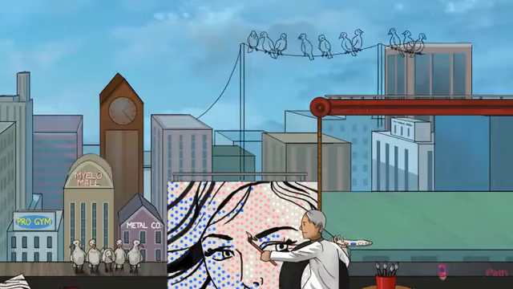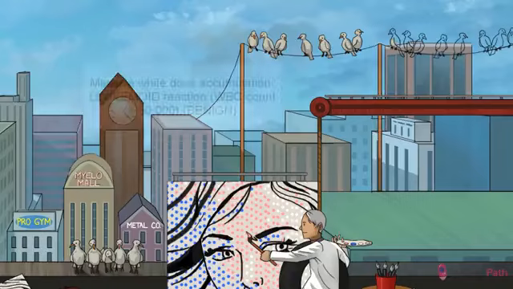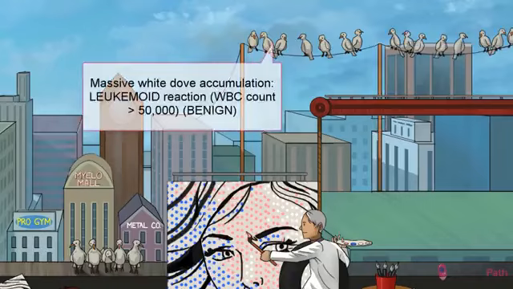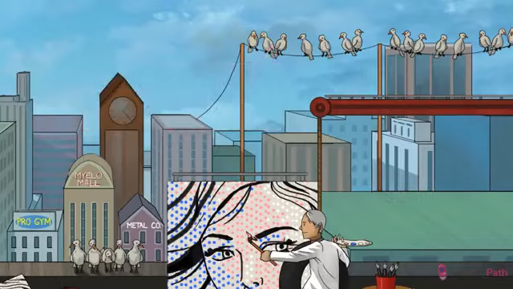Before we go, we should mention a benign condition, leukemoid reaction, which is characterized by a white blood cell count of greater than 50,000. Just look at all those white doves accumulating. Almost Hitchcockian. The reason we need to bring it up now is that CML also causes increased amounts of mature white cells in the blood. So how can you tell the difference?